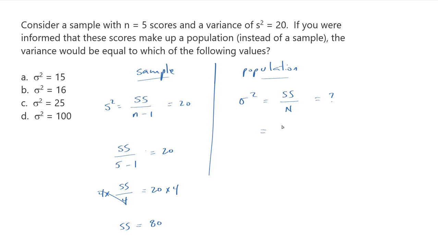How is this going to help us? Well, now we can put this into the formula over here, and if we were to find out that we do in fact have a population of size 5, not a sample of size 5, I would be putting in that 5 here. It would be 80 divided by 5, and I believe that that is 16. 80 divided by 5. Yeah, that's 16. So my answer is B, 16.